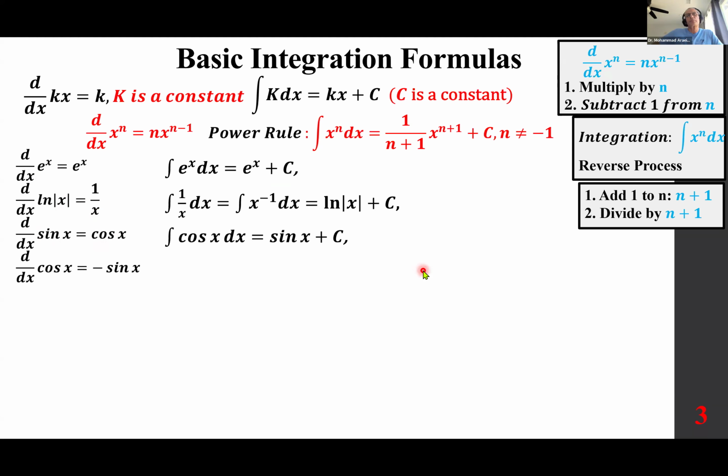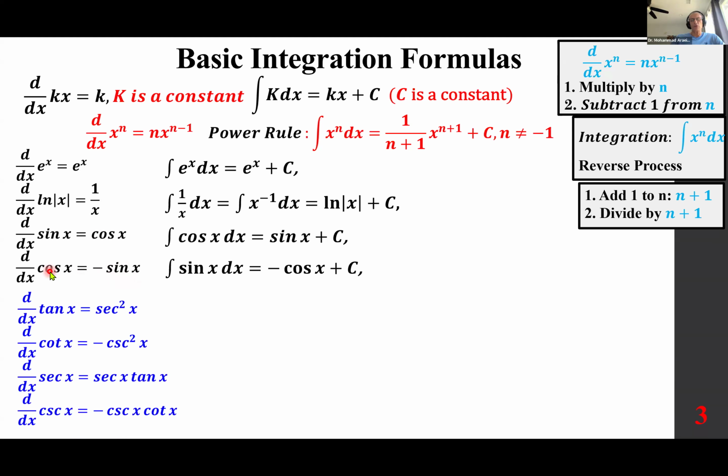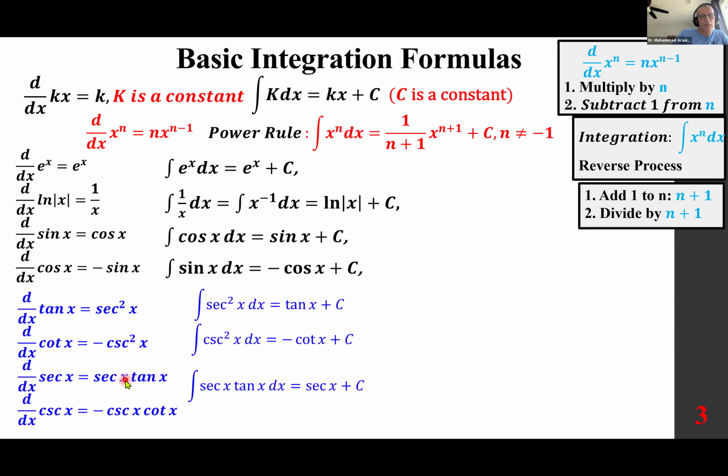Now this one. If you want to stick with it just the way it is, the derivative of cosine is negative sine. So the integral of negative sine x dx is positive cosine x, but we don't want to use negative. So we multiply both sides by negative. This becomes minus, this becomes positive. So the integral of sine x dx must be negative cosine x plus a constant. The rest of them follow in the same manner. If the derivative of tangent is secant squared, the integral of secant squared dx must be tan x. The rest of them follow in the same manner, everybody.